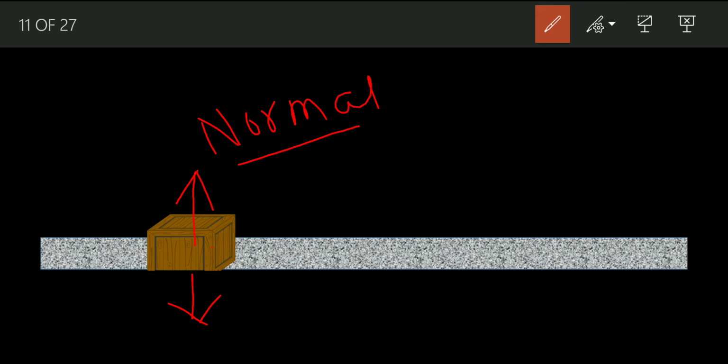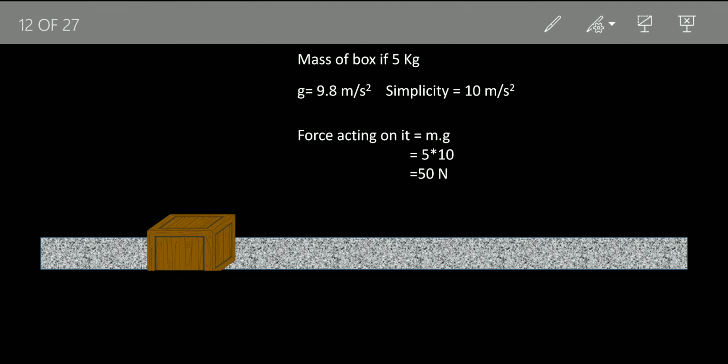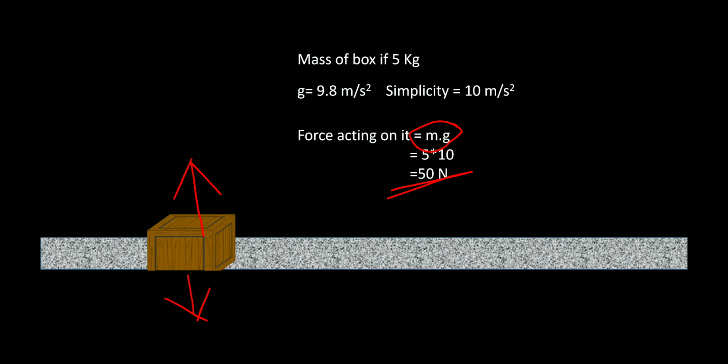So in this case, how much force is acting? Let us say the mass of the object is 5 kg. Now gravity is 9.8 meter per second square. For simplicity, take 10 meter per second square. So now the force acting is 50 Newton, m into g, we know that. So 50 Newton gravitational force is acting upon this object in the downward direction, and that much normal force is acting upon this object in the upward direction. Now see, 50 Newton downward gravitational force, 50 Newton upward force.